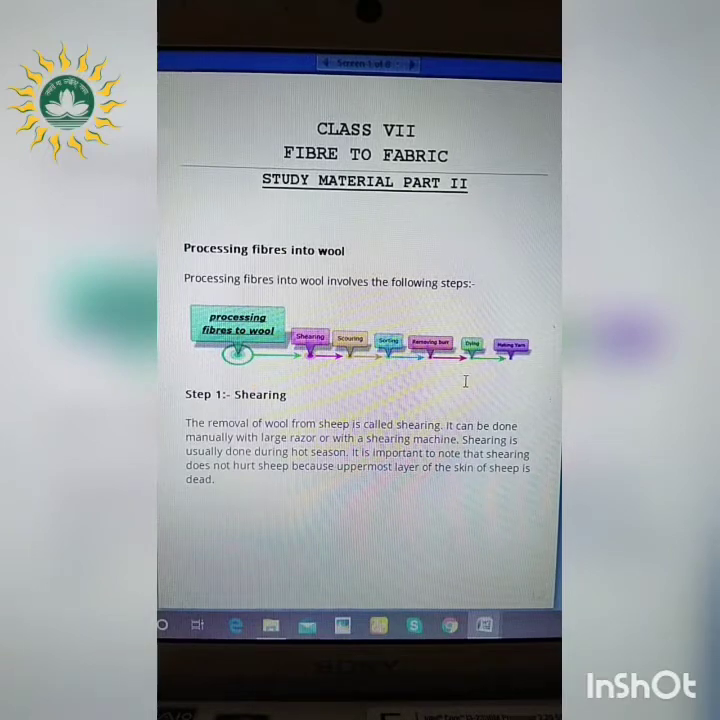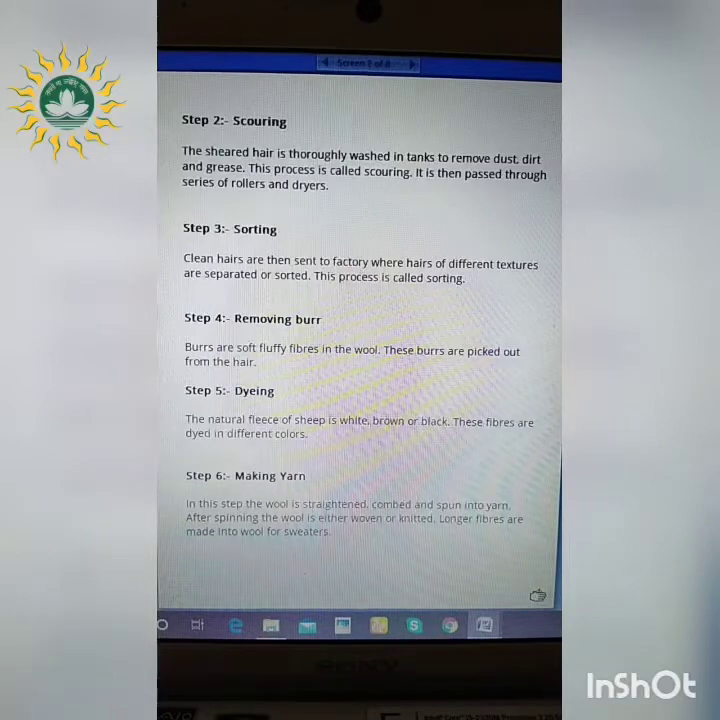So this is how the fibers are processed and the wool is made into sweaters or winter garments.